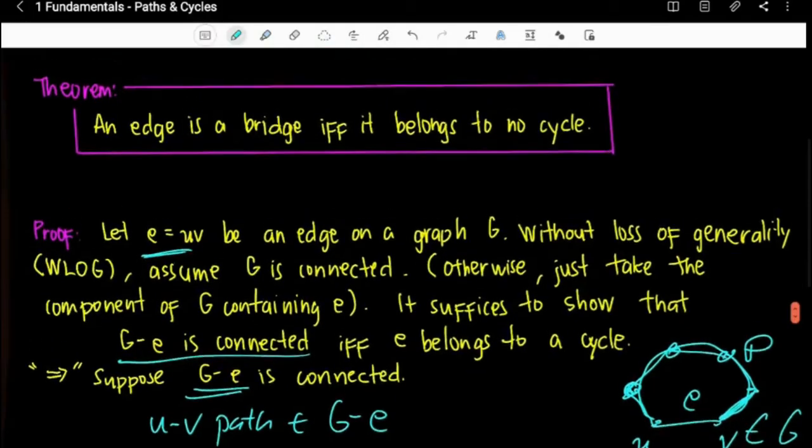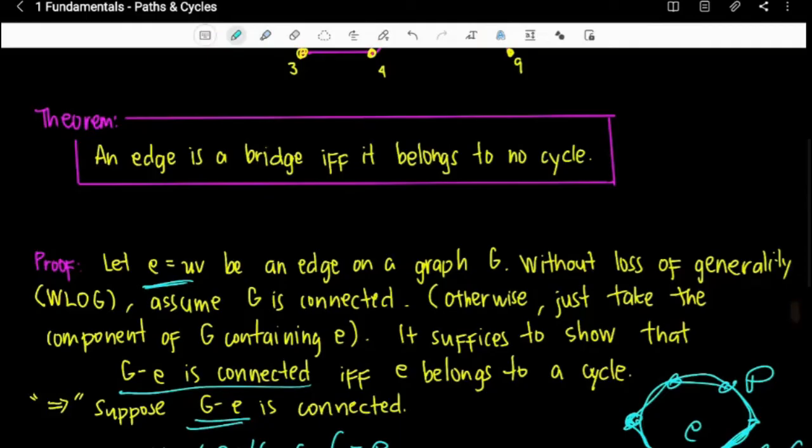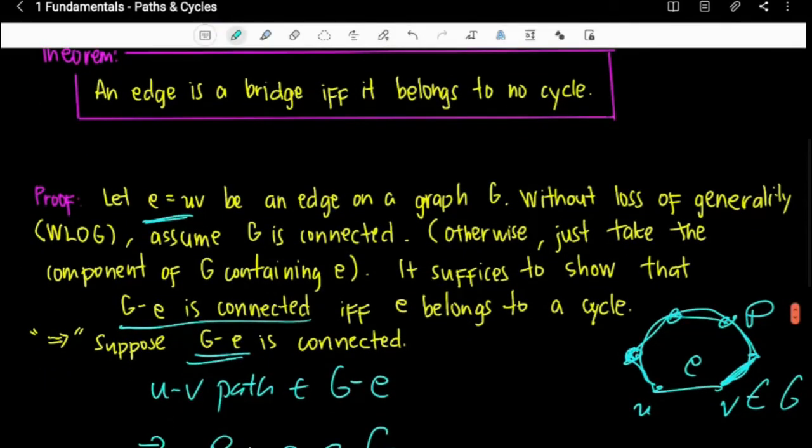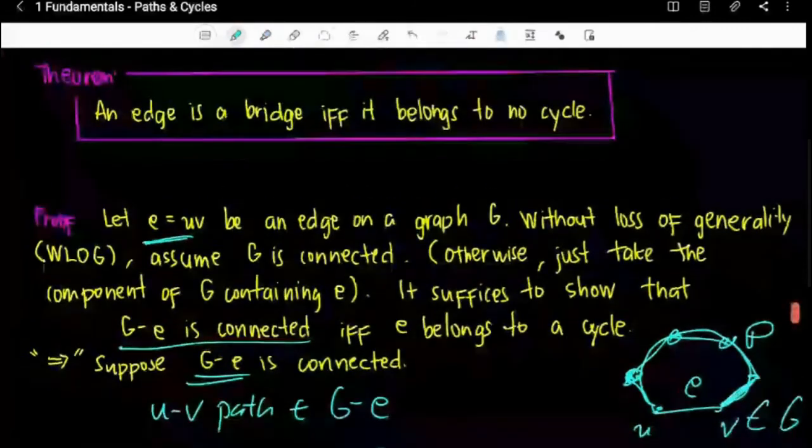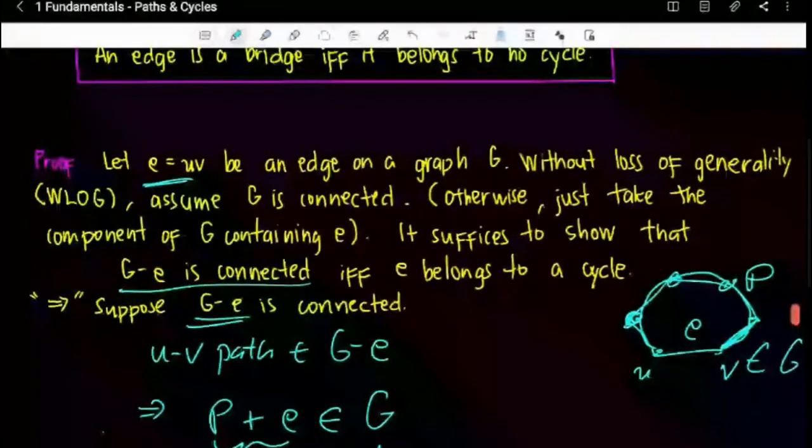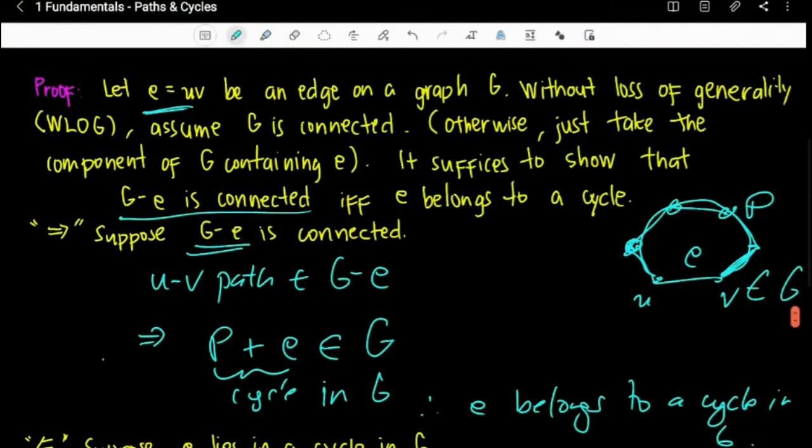But equivalently, that means that an edge will be a bridge if and only if it does not belong to a cycle. Because if that edge belong to a cycle, then removing it will maintain the connectivity of our graph. Para maging bridge ka, kailangan after removing that single edge, madi-disconnect na yung graph mo. Okay? So, there's a lot of properties going on in this proof. So, this is a good exercise for you to really imagine what's going on in a graph.